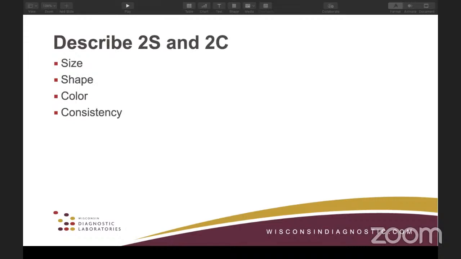So when you're describing, you have to remember the 2 S's and the 2 C's. So the 2 S's are size and shape. The 2 C's are color and consistency. Now, I'm not really going to go through size, so that just means measurements. So you're talking about measurements in 3 dimensions, but we'll talk about the other 3.